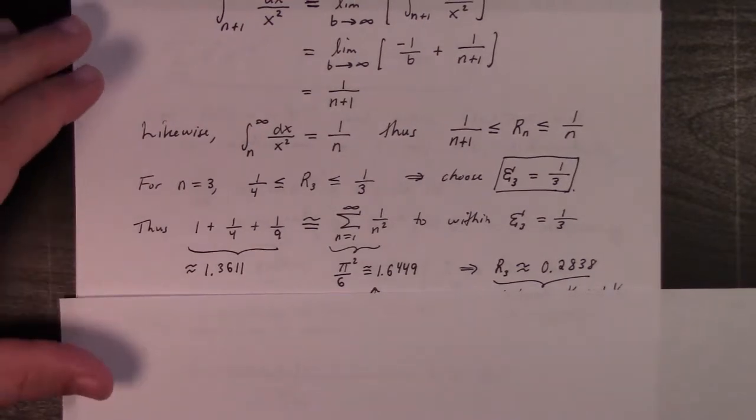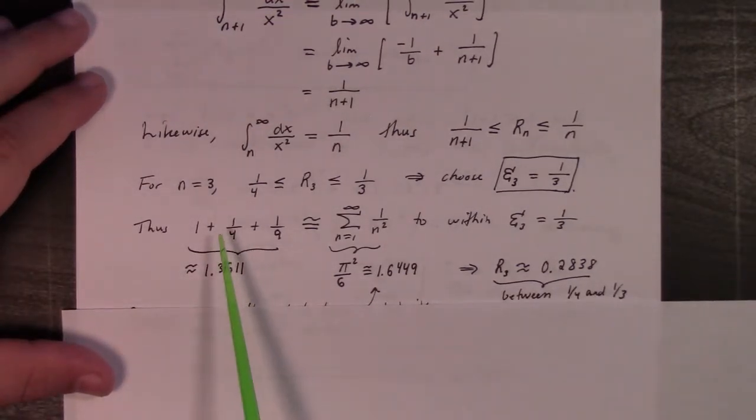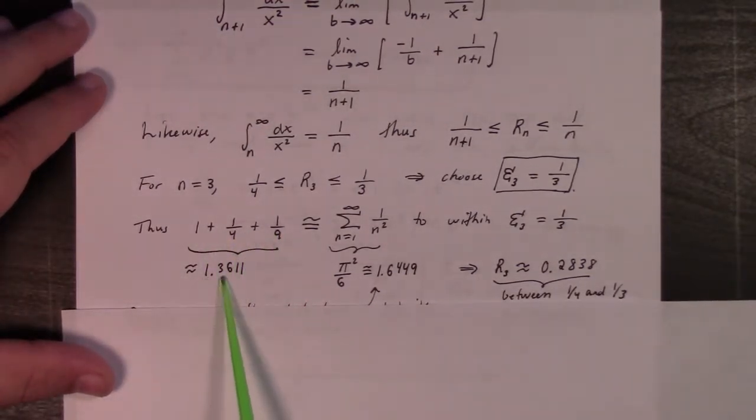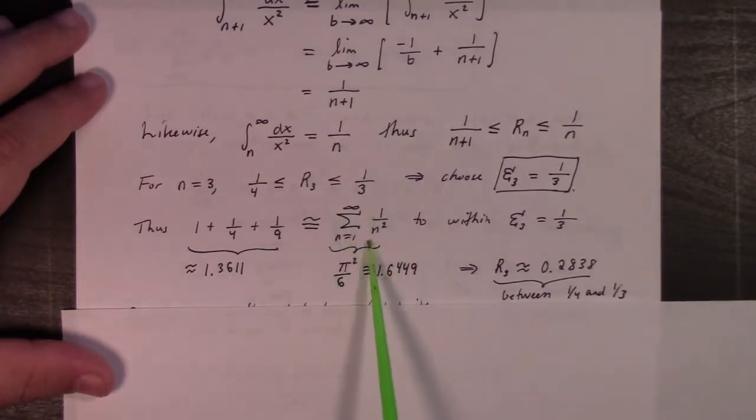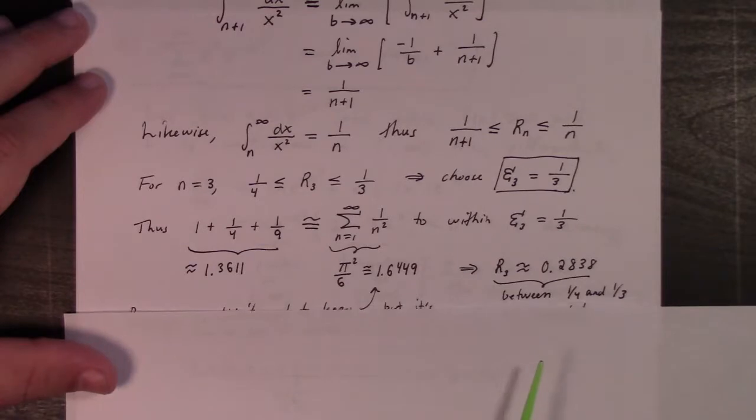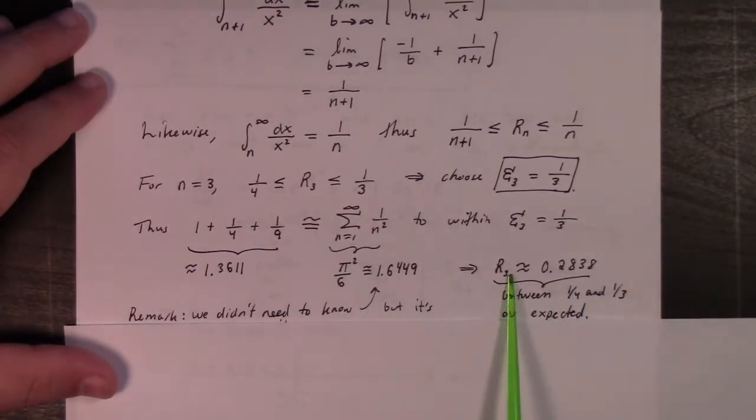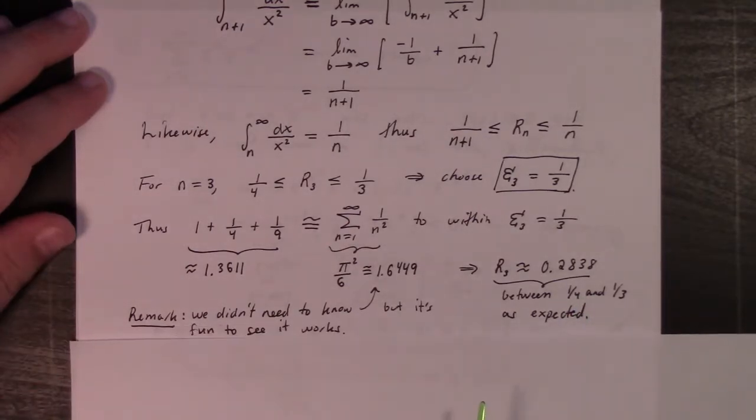And in this case I can check because I happen to know the actual value for the series by methods outside the course. So if we add 1 plus 1/4 plus 1/9, we get about 1.36. This actually works out to pi squared over 6, which is about 1.649, and the actual remainder here is 0.2838, which is indeed between 1/4 and 1/3 as expected.